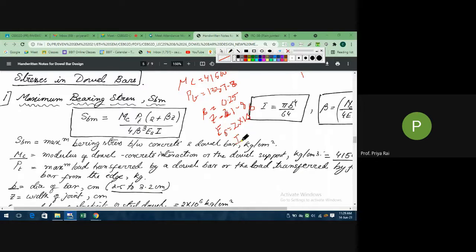I we have calculated as 3.9. So simply substitute and calculate the MC. What will be the unit? It is stress, so kg per centimeter square. Please calculate and tell me. MC 41500, PT 1337.8, beta 0.25, Z 1.8, ES is 2 into 10 to the power 6, I is 3.9. So what is the value of SBM? How much kg per centimeter square?